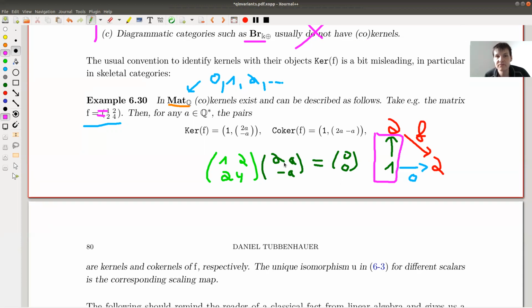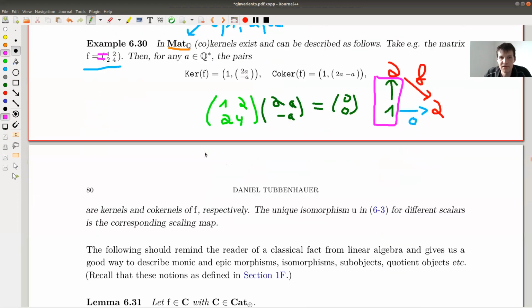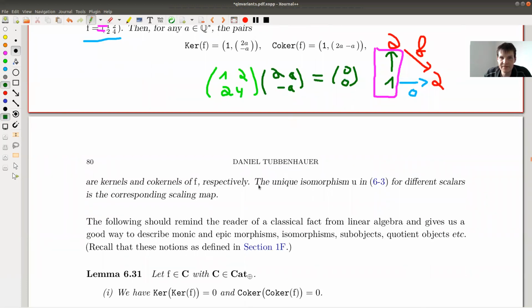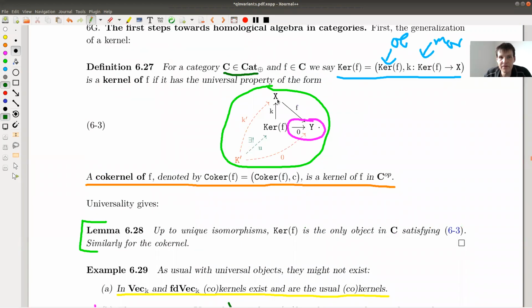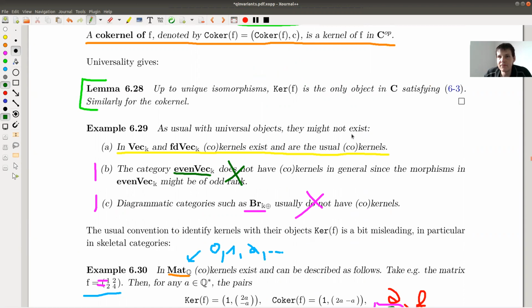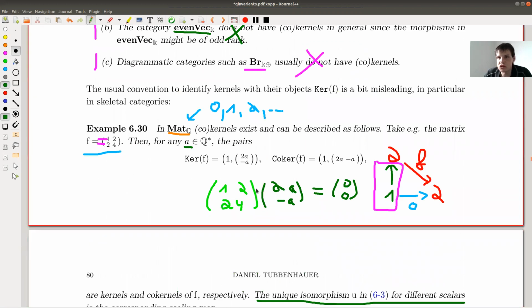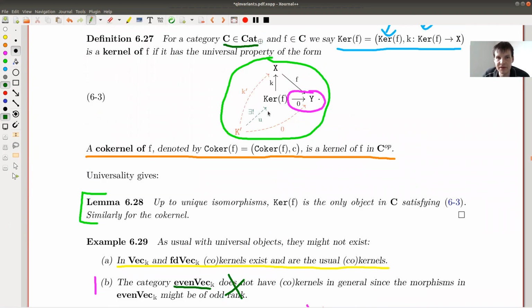It's a kernel of the matrix. Dually the co-kernel. And the unique isomorphism in this diagram here. So there could be another kernel K prime, right? And another kernel K prime would be a different choice of scalar. Maybe your favorite scalar is 1, maybe my favorite scalar is 5, but they're related by scaling. So the unique map, this one here, would be the corresponding scaling map.